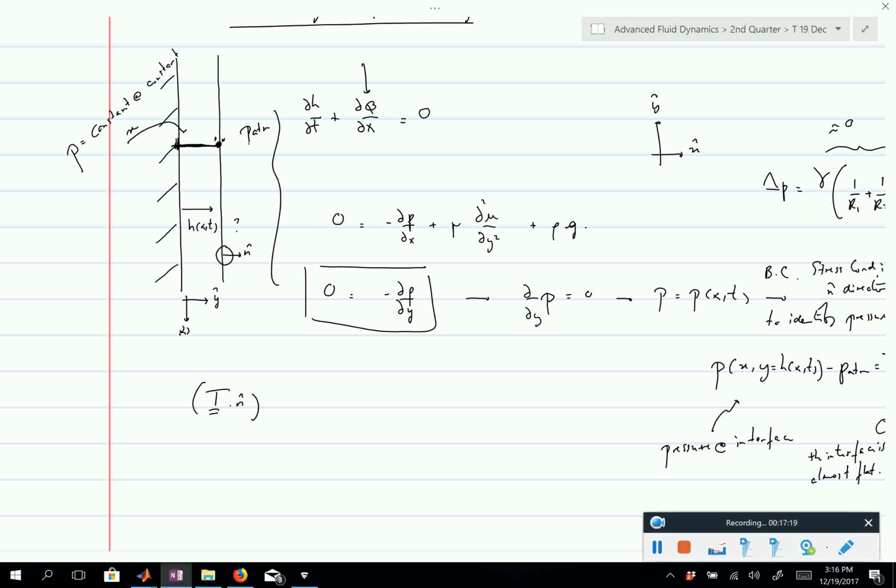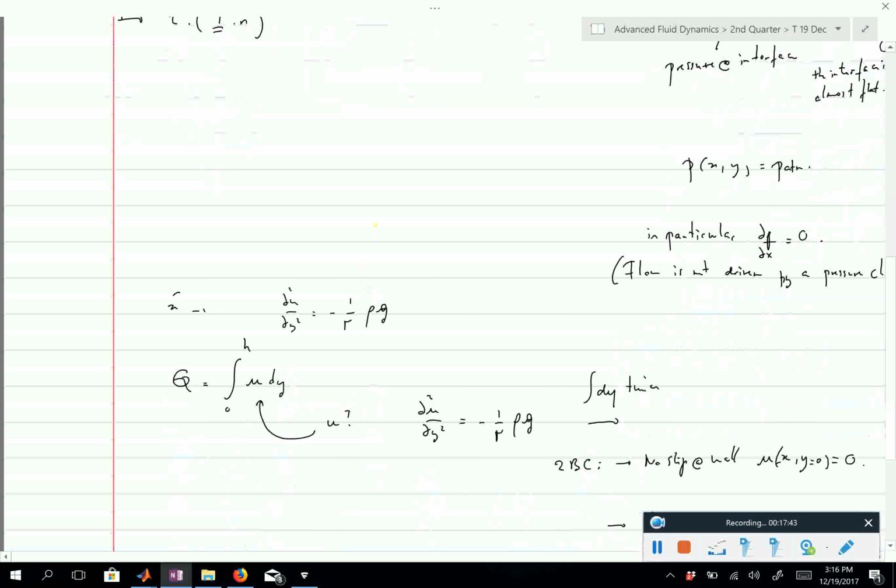You already imposed your stress boundary condition at the boundary in the normal direction. This is when you said the pressure in the atmosphere was the same as the pressure in the water in the paint layer right underneath the surface. Is that clear? Here you still need to impose this, which is your tangential stress boundary condition.